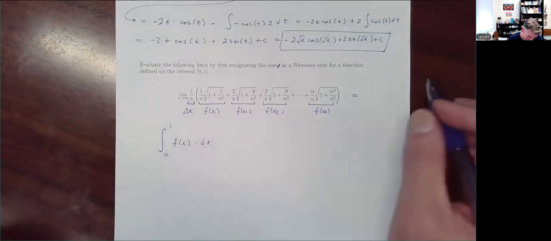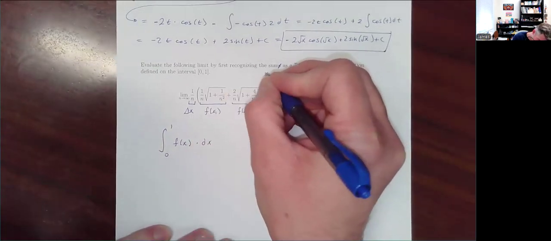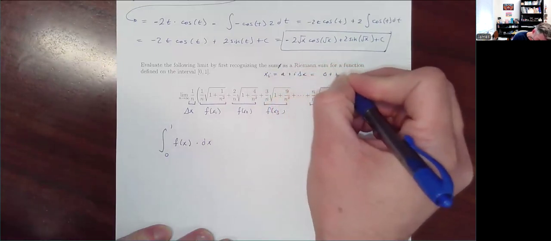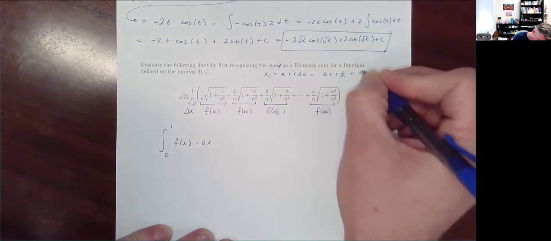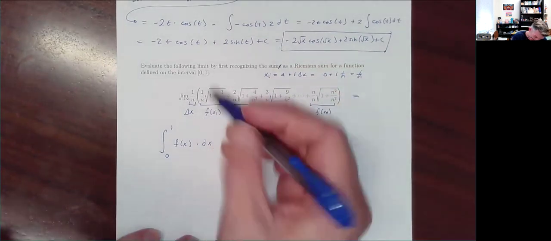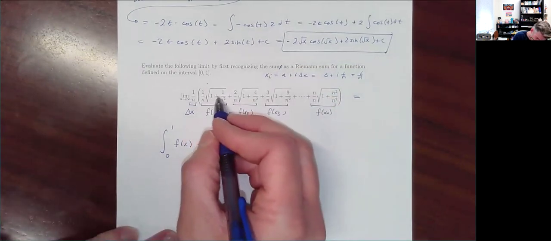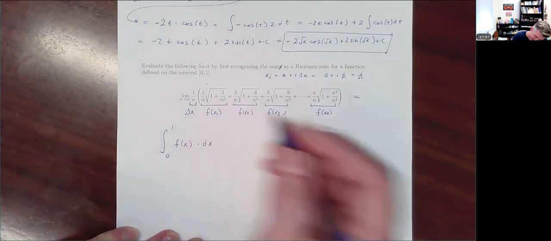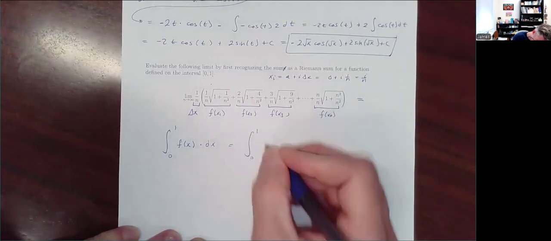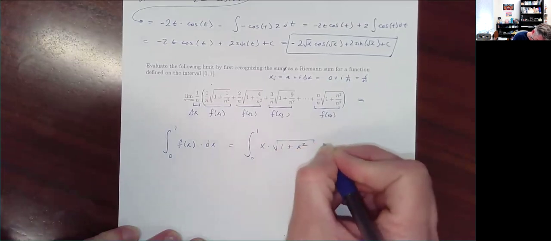Again, I'll point out my delta x is that, and my x sub i would be my a plus i times delta x, which would be 0 plus i times 1 over n, or i over n. So f of x sub 1 is really f of 1 over n. So essentially the 1 over n is my x. So this looks like x times the square root of 1 plus, this isn't x, this is x squared. So it looks like my f of x is x times the square root of 1 plus x squared.